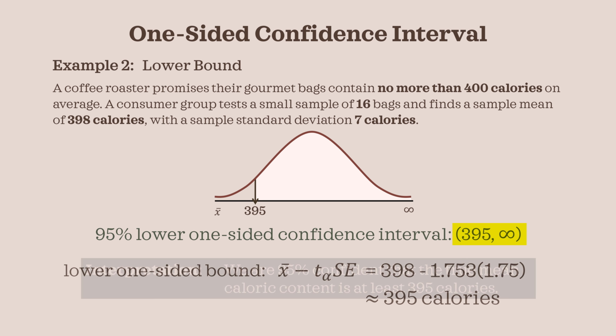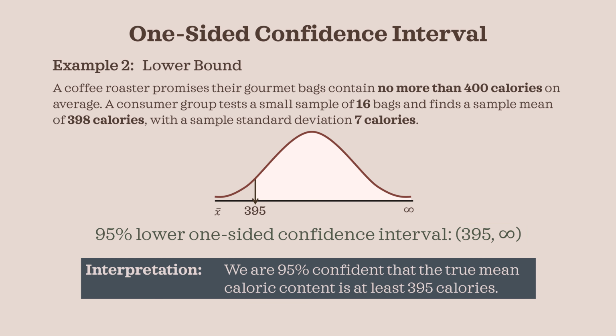To interpret, we say we are 95% confident that the true mean calorie content is at least 395 calories. We see that the claimed maximum of 400 calories is inside this interval. This means we do not have enough evidence to reject the roaster's claim that the bags contain no more than 400 calories on average. That is, we fail to reject the null hypothesis.